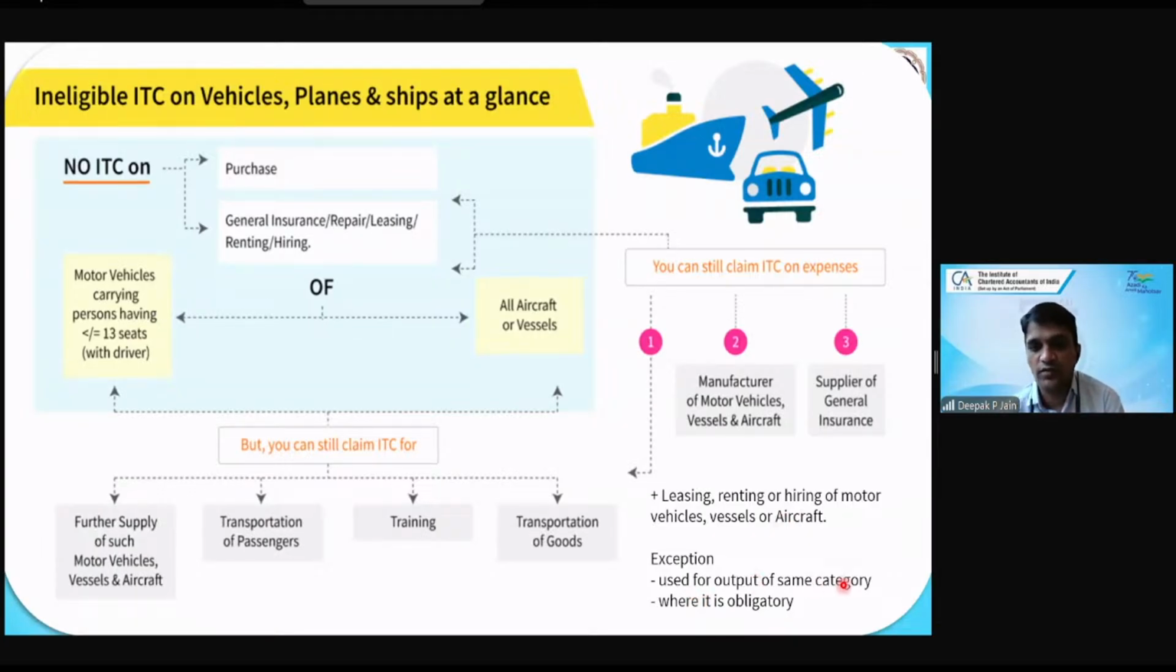Exception: if it is used for output of the same category, and where it is obligatory. What is that exception saying? Take BPO centers here in Bangalore, where at night you have to take ladies home. It is a statutory requirement that if you are working in a BPO, you must provide a cab facility. So you are leasing a vehicle, and there you will get the credit because the local laws make it a statutory obligation. Where it is obligatory, there you will get the credit. Where it is not obligatory and you are providing it on your own, then you will not get credit. Okay?